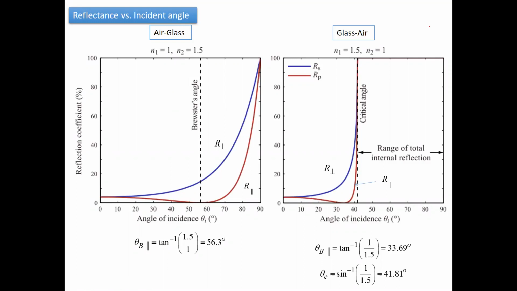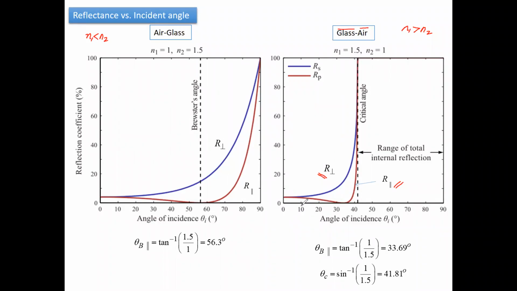So if I take the air and glass interface, which is this one, here my N1 is less than N2, where N1 is the refractive index of air and N2 is the refractive index of glass. And this is N1 greater than N2, where N1 is the refractive index of glass and N2 is the refractive index of air. If you see here, red is my parallel incidence and blue is my perpendicular incidence. So what is happening?